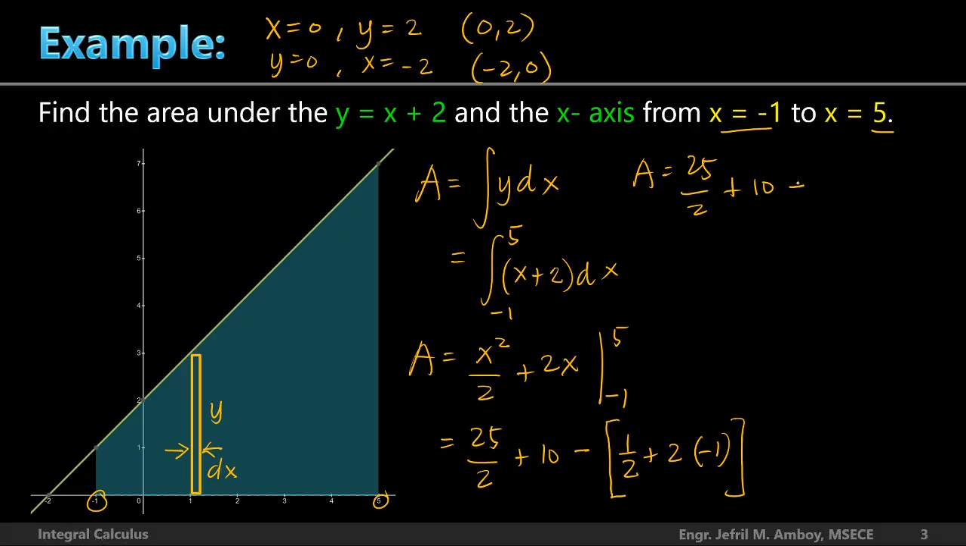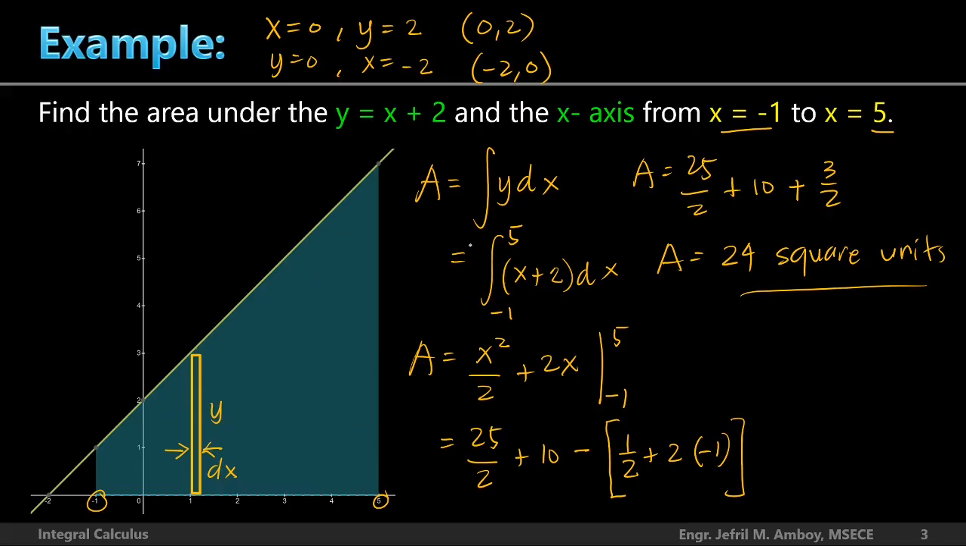And negative of negative will give us positive, so positive 3/2. We can combine these two fractions because they are similar. 25 over 2 plus 3/2, I will get 28 over 2, and 28 over 2 is 14, plus 10. I will get the total area, which is now equal to 24 square units. So this is now the area of this green region.